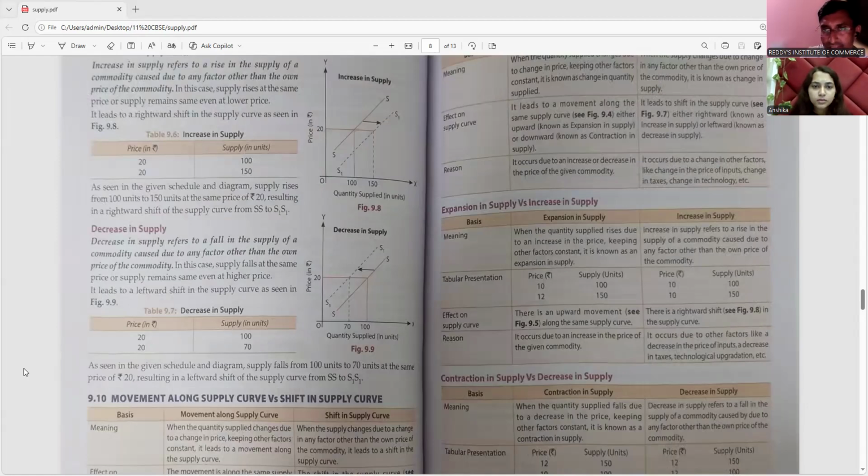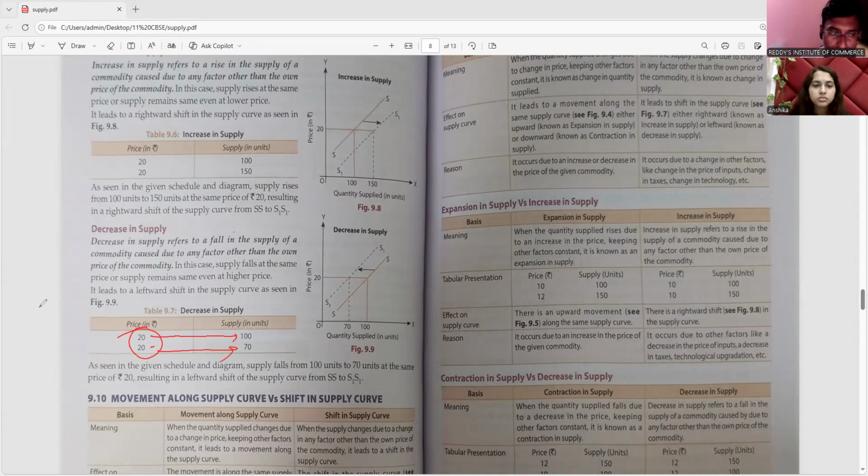Now, why will supply be decreased? It's completely vice versa of the earlier scenario. Decrease in supply refers to a fall in the supply of a commodity caused due to any other factor than the price of the commodity. Price remained the same, but other factors were affecting the supply. When price was 20, supply was 100, but when price was 20, supply fell down. Price remained the same, but another factor changed. That is why it was affecting the supply.